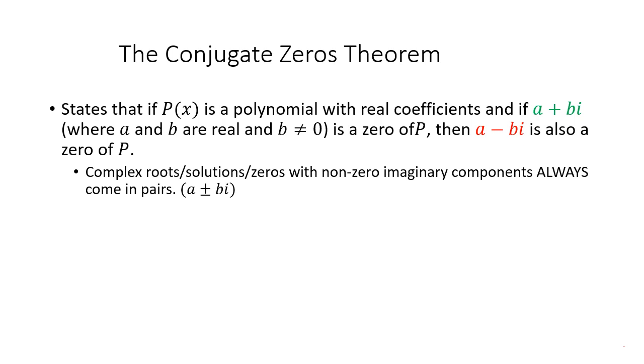Now a plus bi and a minus bi should stand out to you as the standard form of a complex number. And usually when we say every number is a complex number, if it has a non-real part of 0, then we just say it's a number. So like 1 is a complex number, but you can think of it as 1 plus or minus 0i. And so basically the conjugate zeros theorem says that complex solutions with non-zero imaginary components always come in pairs. And why is this?